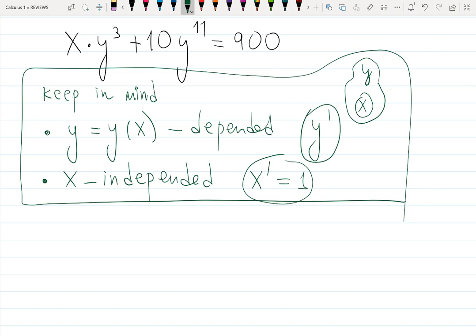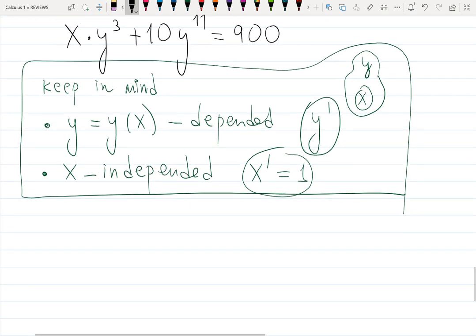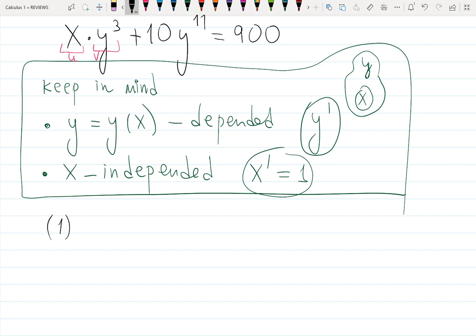Let's start differentiation. x times y cubed, that's the product rule. x is u, v is y cubed. The product rule tells me: differentiate x, the derivative of x is 1, copy your y cubed, plus copy x, differentiate y cubed, that's the chain rule. First I see the function cube, that's 3y squared. But then every time I have to deal with y when I'm differentiating, y prime pops out.